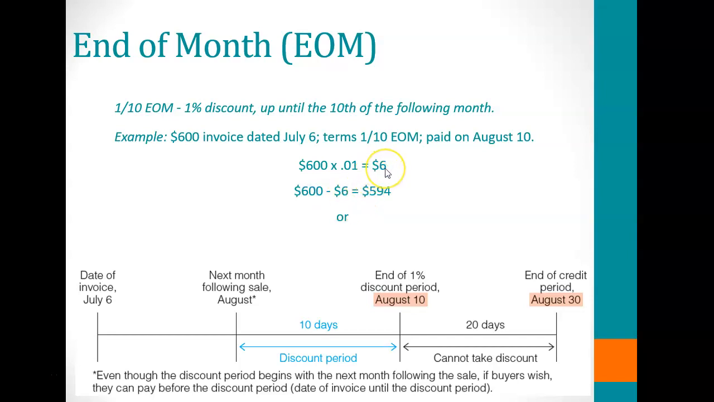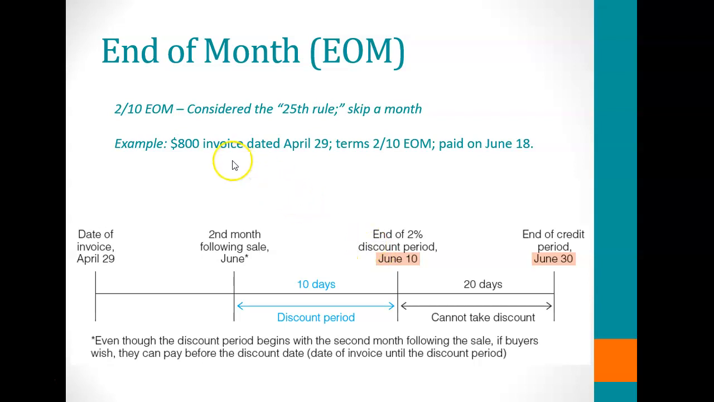The discount will be $6. The net amount paid would equal $594. Or you could take 600 times 0.99 to get the net amount of $594. Yep, got some more terms for you.